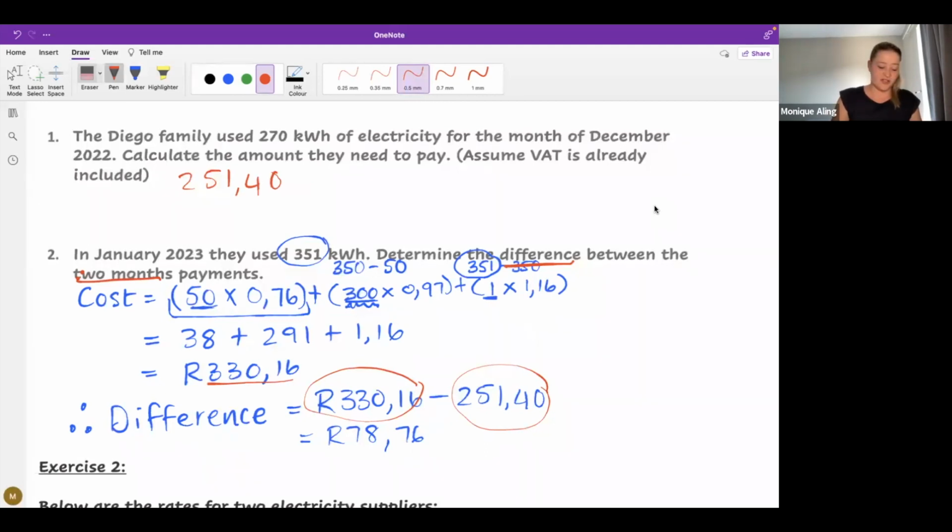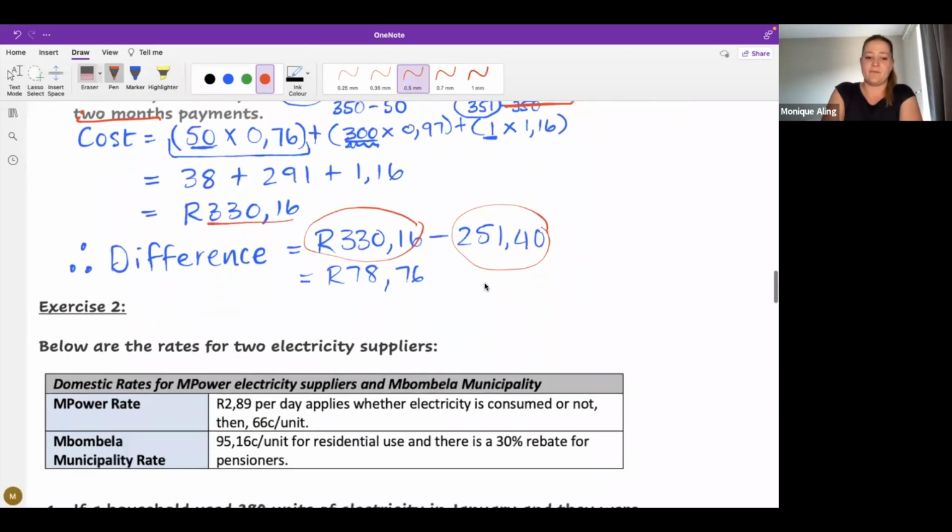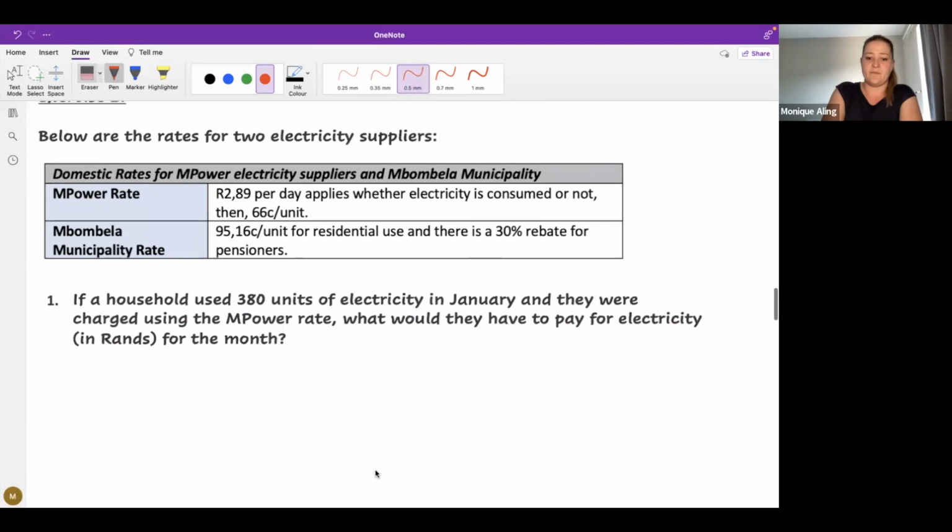Ayavela, did you get the same totals as me? Because if you do and you minus them, I do get 78,76. So just check again for me. Okay. Okay, Kylie, glad it's worked out.